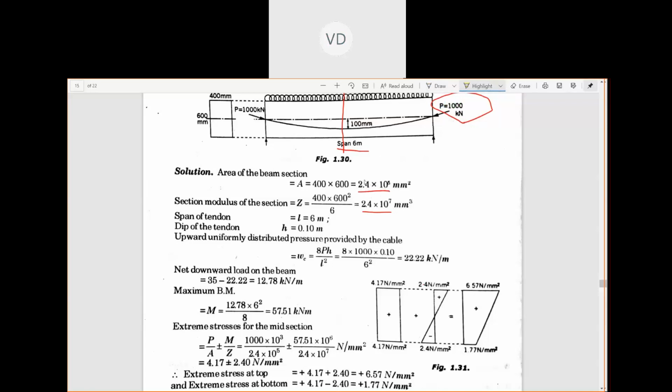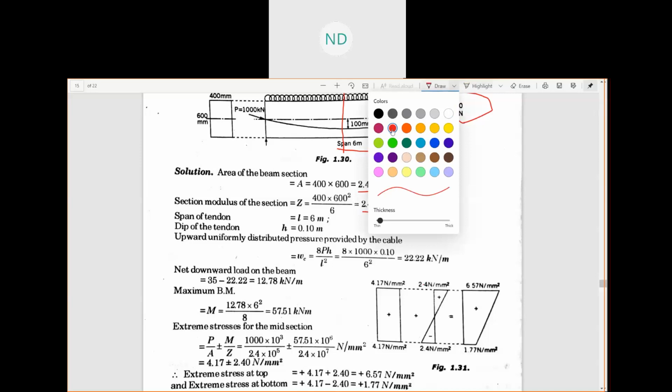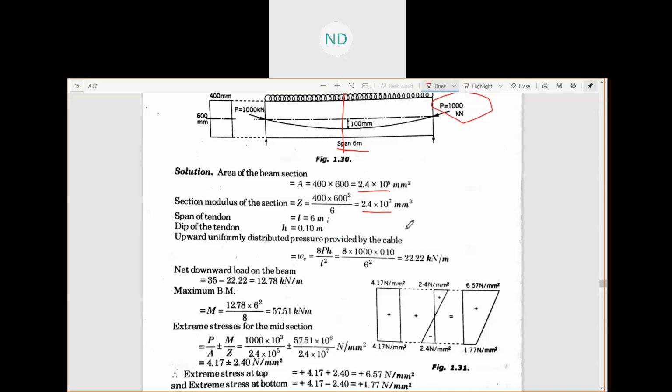So you know this one, the area is given. This one, area Z, H, it is given to you here, 0.1 meter. Span is given to you. Okay, so we have to calculate what?